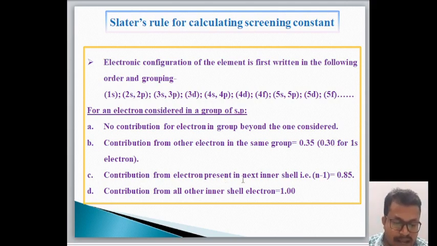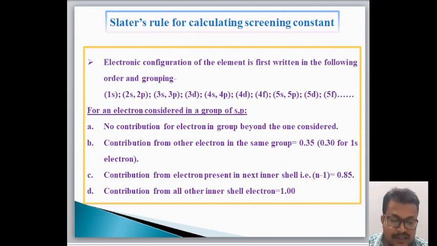Then the contribution from electrons present in the next inner shell, that is the n-1 shell. What does n-1 mean? Suppose we are finding the screening constant for the 3p orbital, then n is 3, and n-1 is 3 minus 1, which is 2. So the 2s 2p electrons represent n-1, and the contribution from these electrons will be 0.85. Then the contribution from all other electrons in the inner shells, beyond the n-1 group, will be 1.